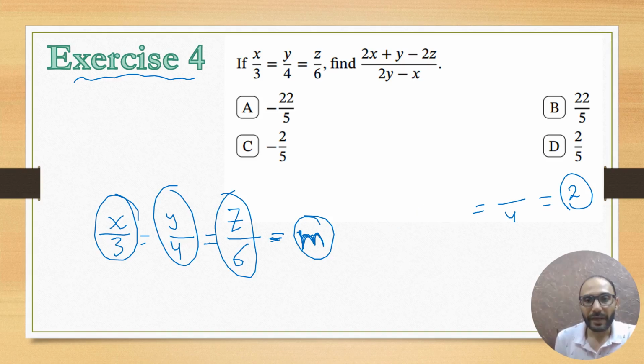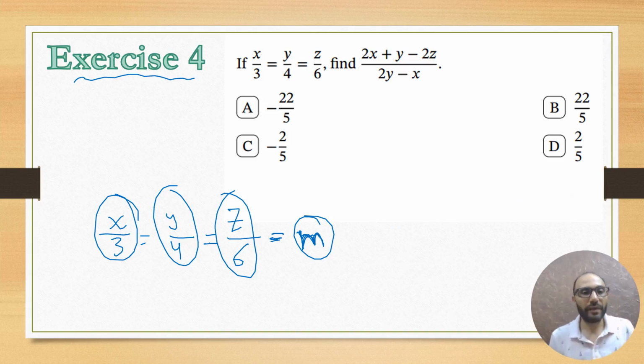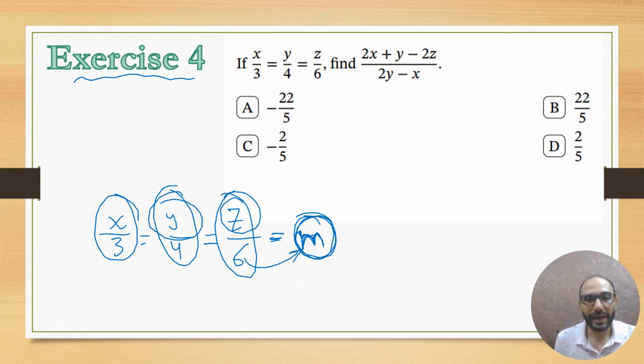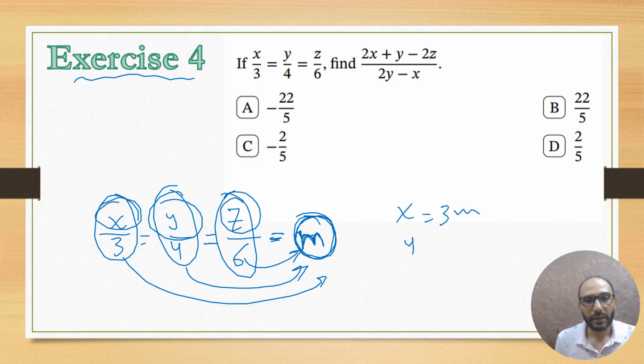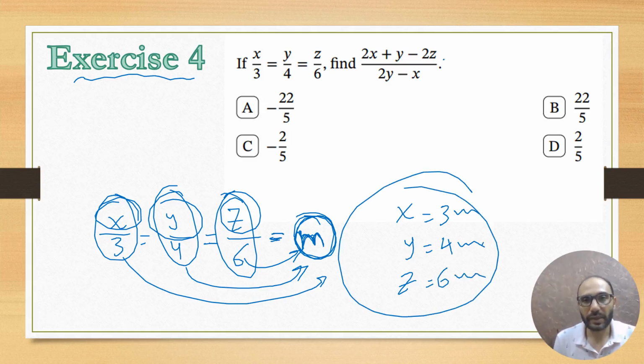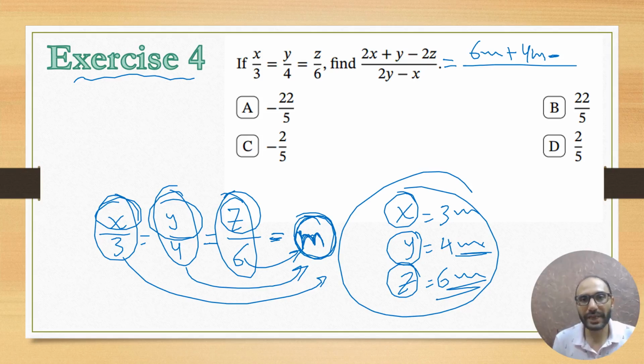So if there is a proportion form that consists of different ratios and all of them equal each other, there must be an end result which is equal to all of them. So we can say that x equals 3m and y equals 4m and z equals 6m. And now let's substitute here in the problem. 2x means 2 times 3m, which is 6m, plus y, which is 4m, minus 2z. Just one z equals 6m, then 2z is 12m.